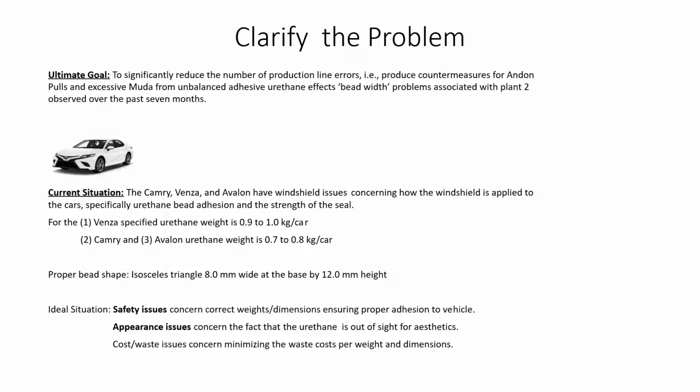The proper bead shape would be an isosceles triangle, 8.0 millimeters wide at the base by 12 millimeters height. The ideal situation would be safety issues concerning correct weights, dimensions, ensuring proper adhesion to vehicle, appearance issues concerning the fact that the urethane is out of sight for aesthetics. In other words, you can't see it, but it sort of does reflect upon the aesthetics, as you will see later in the report, and cost to waste issues concerning minimizing the waste cost per weight and dimension.